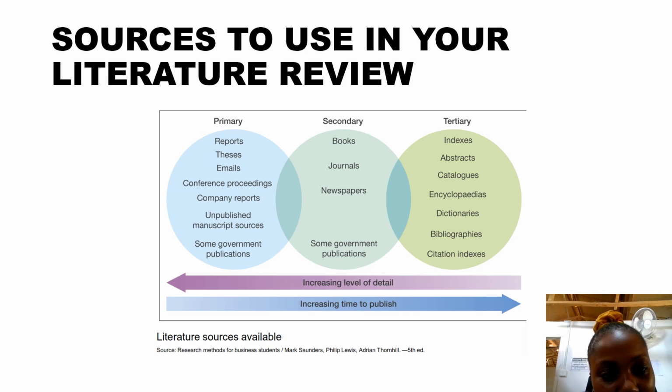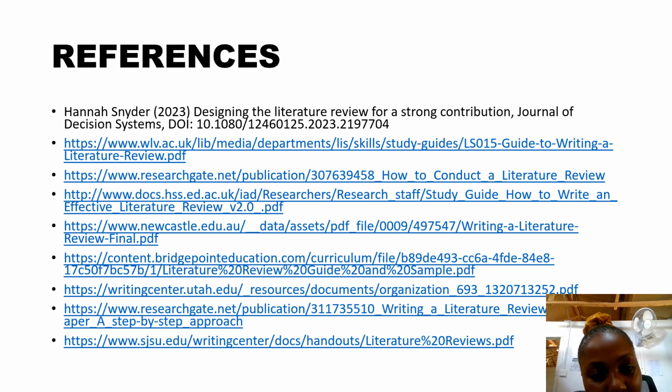Okay, so, sources to use in your literature review: you can use primary sources, you can use secondary, you can use tertiary sources. Primary sources are reports, theses, emails, conference proceedings, and so forth. Secondary sources are books, journals, newspapers. Tertiary sources are indexes, abstracts, catalogs, encyclopedias, dictionaries, bibliographies, and so forth. It all depends on you, what you want. So if you didn't understand, you can check these references which I've put for you. You click them and you get information in a way you can digest it.